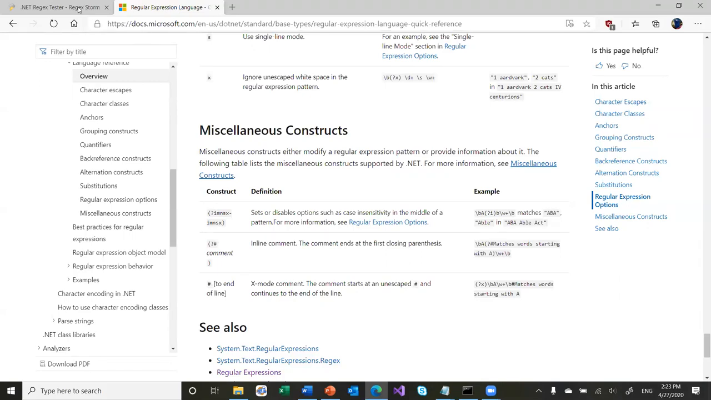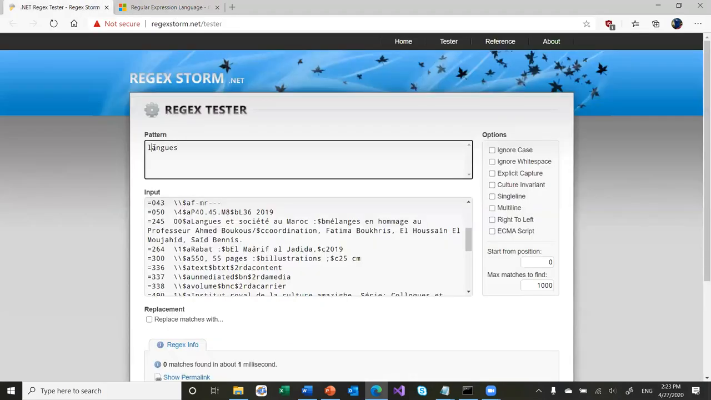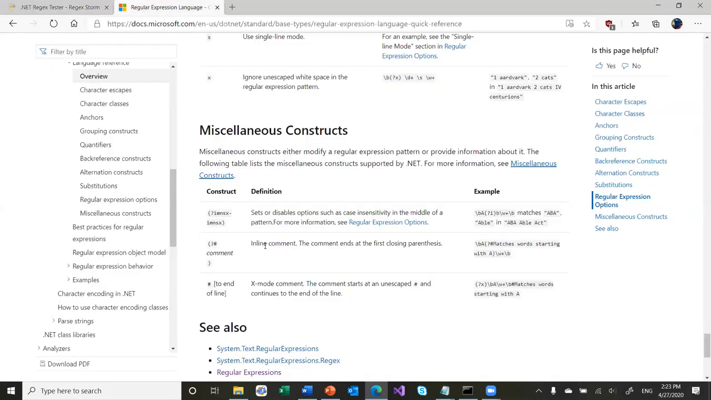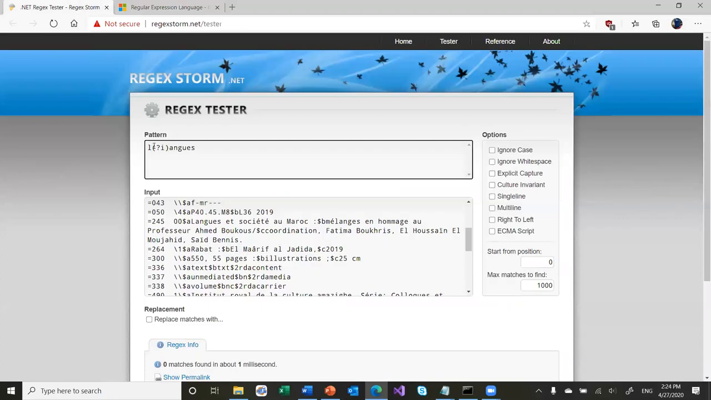So I could make this value case insensitive. Yeah, I should be able to make that case insensitive by putting the I, where was it? It was question mark I. I think it's a dash to turn it off.